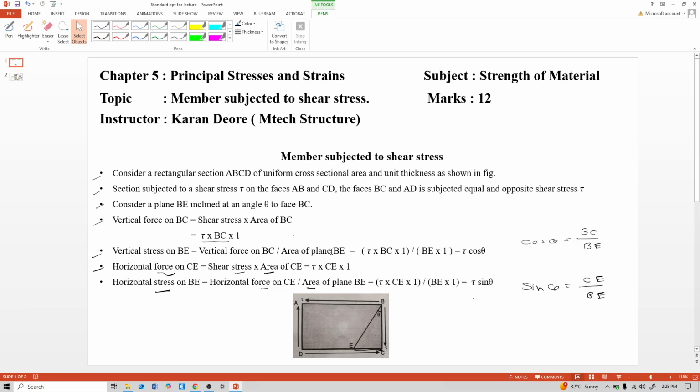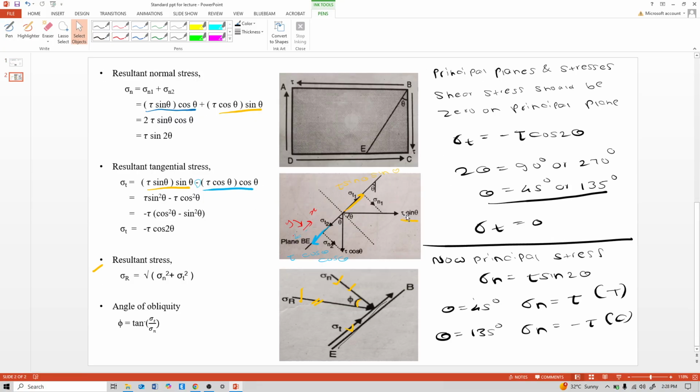So this is the derivation for a member subjected to shear stress. Resultant normal stress is tau sine 2 theta. Resultant tangential stress is minus tau cos 2 theta. Resultant stress sigma r is equal to square root of sigma n square plus sigma t square, and angle of obliquity phi is equal to tan inverse of tangential stress upon normal stress. For the principal planes, theta is equal to 45 degree and 135 degree, tangential stress is 0, and normal stress is tensile tau at 45 degree and compressive tau at 135 degree. Thank you very much.